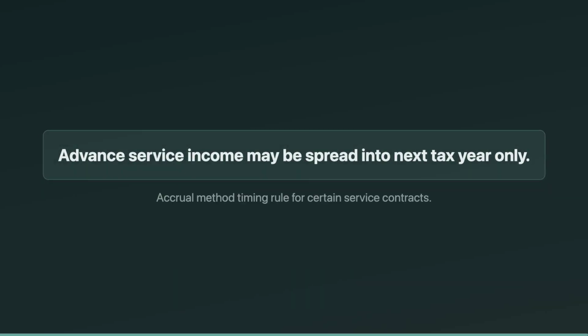One more exam-tested deferral: certain advance payments can be recognized over time, but only within limits. For an accrual basis business that receives payment for services to be performed, you may be able to spread income as it's earned into the current year and the next year, but you generally can't push it beyond the next tax year. That's the key timing limitation they'll test.